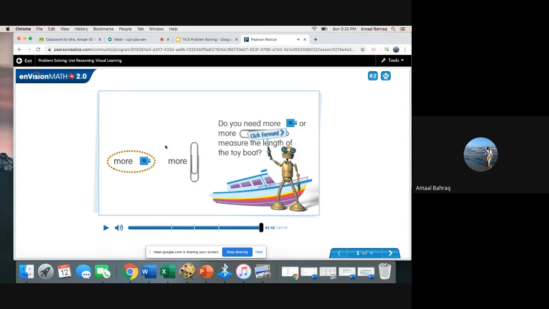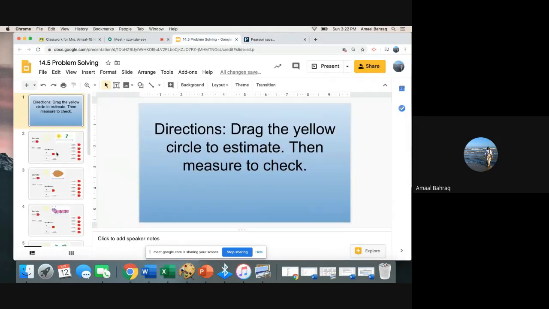All right, first grade. So they showed you a little bit about using different types of measurements, a cube and a paper clip. Let's take a look at our assignment today. Your assignment says directions. Drag the yellow circle to estimate, then measure to check. Just a quick reminder, estimate means to take a good guess on what you think would be the right amount. But instead of looking at the right amount, they just want to know more or fewer.